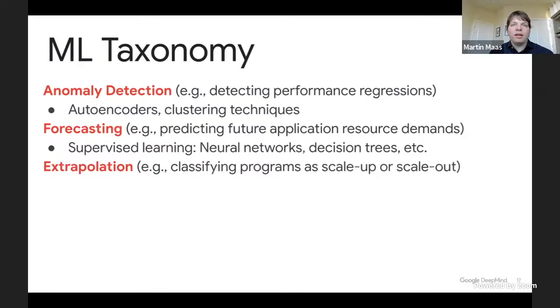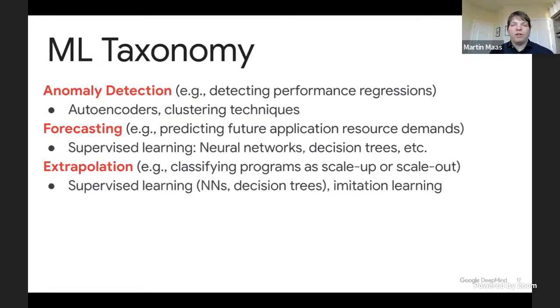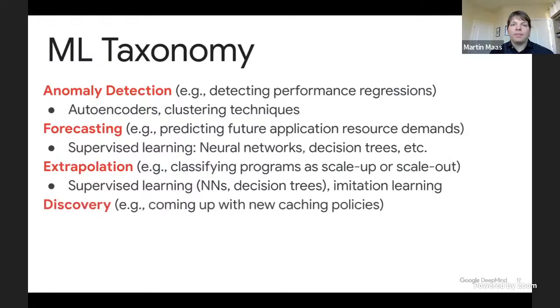Then a third category is extrapolation. In this case, you have a couple of examples from, for example, programs or inputs or something within the system that you've seen before, and you're trying to apply what you've learned to a new pattern. For example, if you have a scheduler and you have programs that either scale up or scale out, you might want to predict for a new incoming program, is it one or the other? That's again an application of supervised learning. There's been lots of work on using neural networks for this, decision trees and so on.